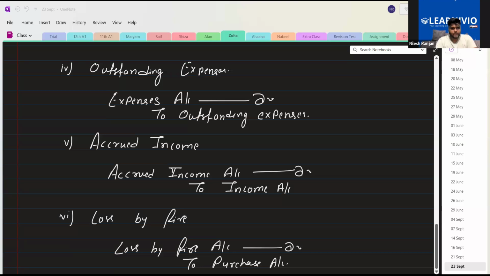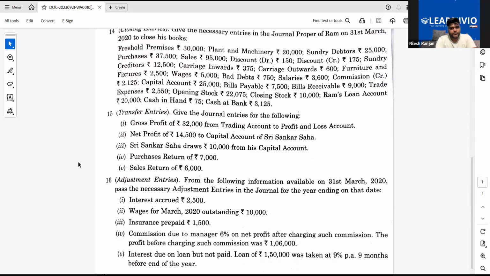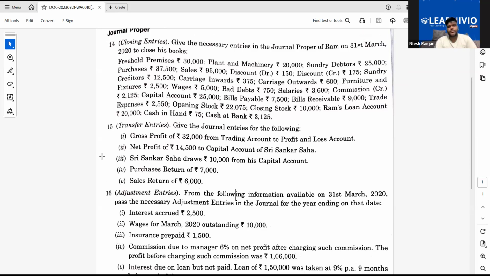I finished writing. Okay, so can you see this question? The 14th one. Yes. So there are three questions. These are the main questions of this proper journal. You can see the first is for closing entry, the second for transfer entry, and the third is for adjustment entry. So these three that we have discussed.